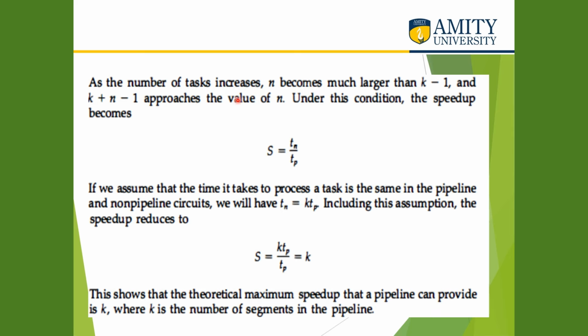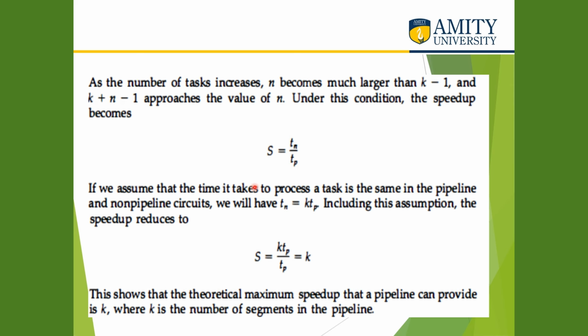From the previous equations we can see that if we consider n to become much larger than k minus 1, that is, if a huge number of tasks are being performed, then the value of k plus n minus 1 approaches the value of n. Under this condition the speedup becomes tn upon tp. Why is this? Because we already had n tn on the top, and if k plus n minus 1 approaches n, then both the n's cancel out, giving us tn upon tp.